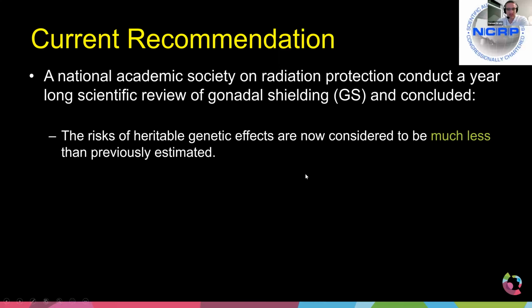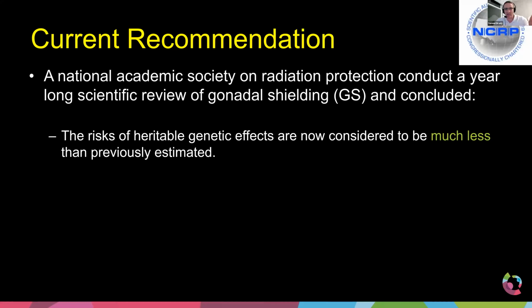And it is because the NCRP came out and said the following: the risk of heritable genetic effects is now considered to be much less than previously estimated. In fact, if you look at all of the data coming out of the Hiroshima and Nagasaki patient population, and of course their progeny and their progeny's progeny, so we have several generations that have come from the survivors of those two atomic weapons, there has never been evidence of mutagenic effects passed on to their progeny.